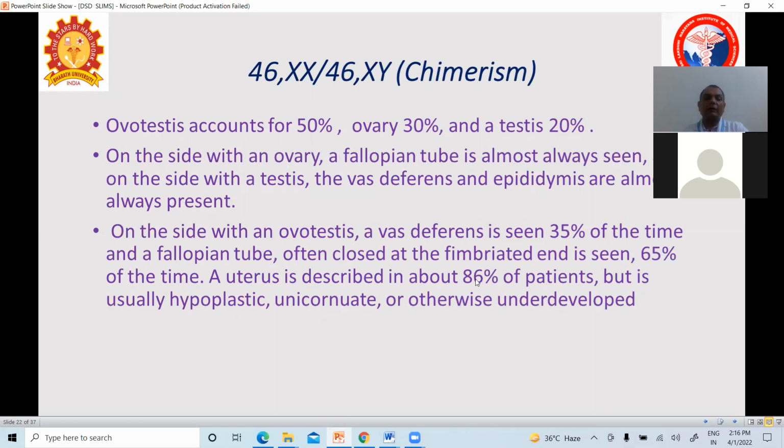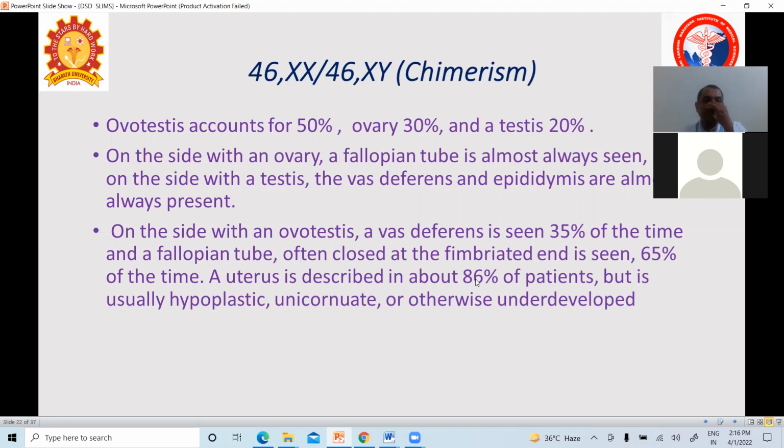One more thing I want to highlight, which I forgot at the time of development: the hormone testosterone has some local effect and some systemic effect. And it will act ipsilaterally. The local effect of AMH and testosterone is ipsilateral.